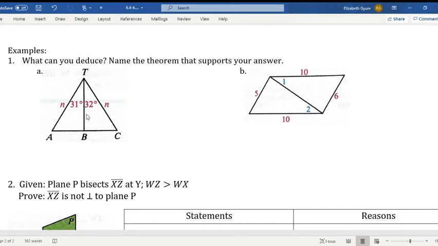So all this is asking us is to take these angle measurements and use it to deduce something about the sides. What do you think we could deduce about two of the side measurements based on the information we have here? Any ideas? Someone said so. Oh, Braden, what's up? What do you think?